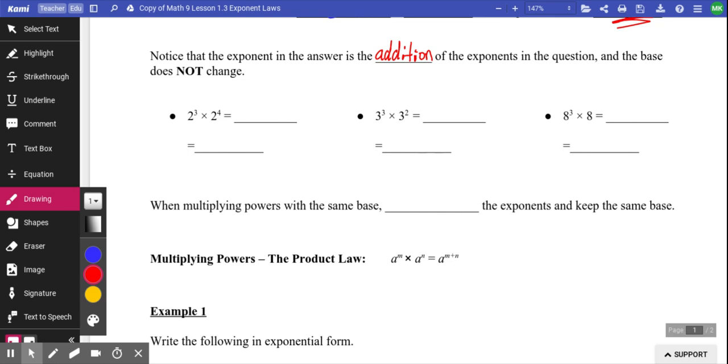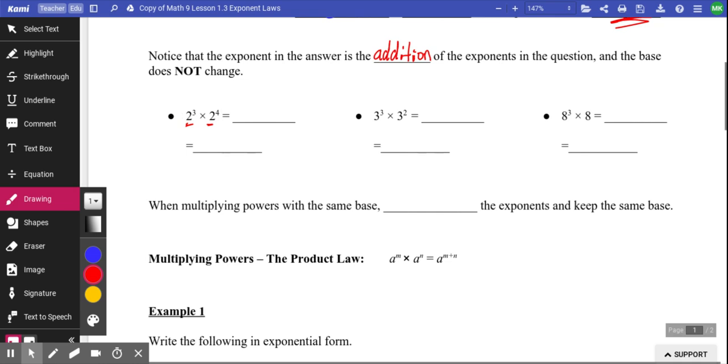So if you look at the next 3 questions, we're going to try to go from powered form to 1 singular simple form without having to write it all out. So if you look at this guy, we have 2 to the power of 3, 2 to the power of 4. I could combine that to be 2 to the power of 3 plus 4.